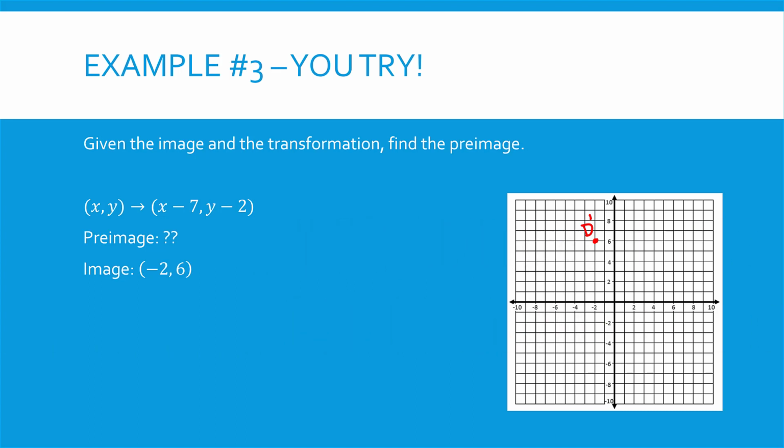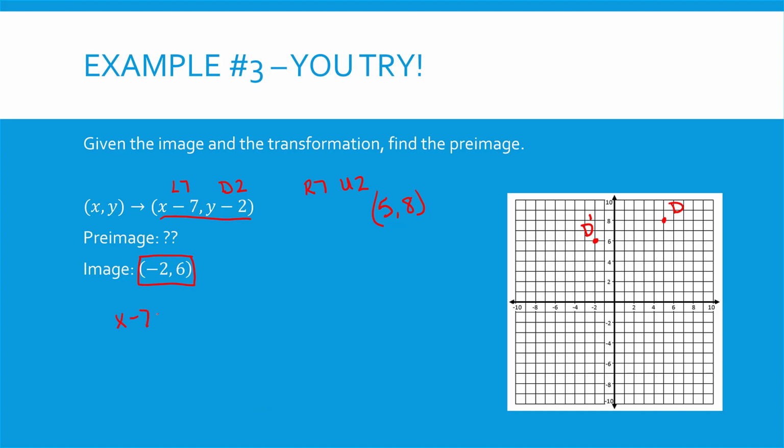Okay, so you tried it. I'm going to just quickly go through the different methods you could have done. So this says that the transformation would have gone left 7 and down 2. So going backwards to find the pre-image, we would want to go right 7 and up 2. So I'm going to take D prime and go right 7 and up 2. And that would be my D, my original pre-image, 5, 8.